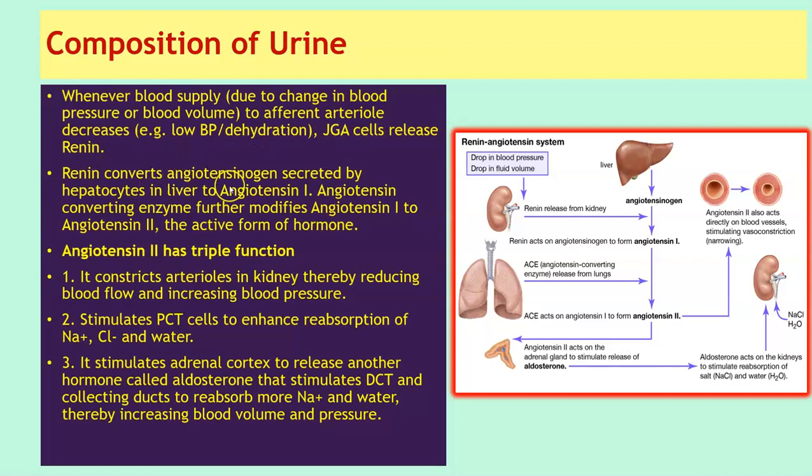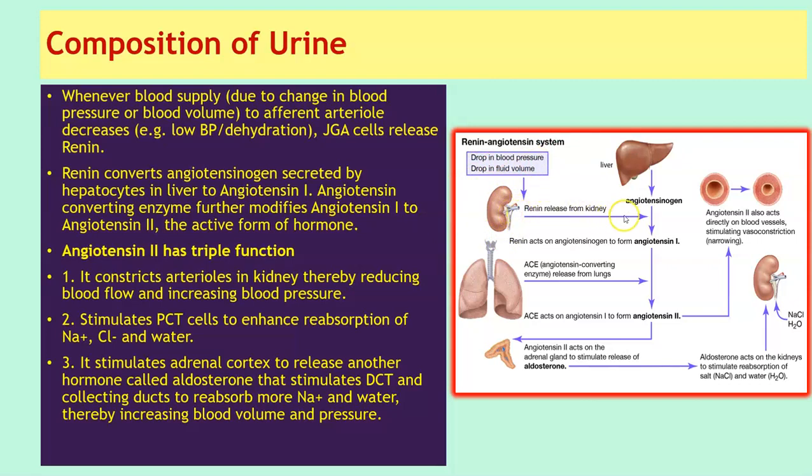Renin converts angiotensinogen secreted by the hepatocytes in the liver to angiotensin 1. Angiotensin converting enzyme further modifies angiotensin 1 to angiotensin 2, the active form of the hormone. To understand this, have a look at this image here. This is your renin-angiotensin system. So when there is drop in blood pressure or drop in fluid volumes, the kidney releases renin.